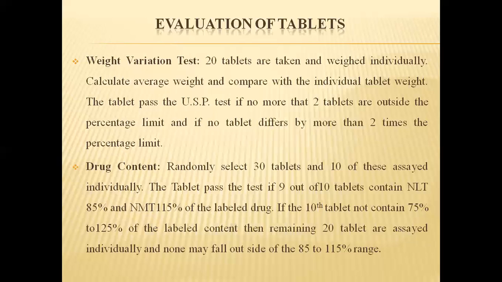If a single tablet, or the 10th tablet, does not contain 75% to 125% of drug of the label content, then the remaining 20 tablets are to be assayed individually, and among these 20 tablets, no tablet should fall outside the limit of 85 to 115% of range.